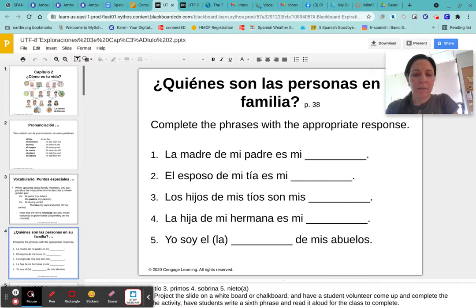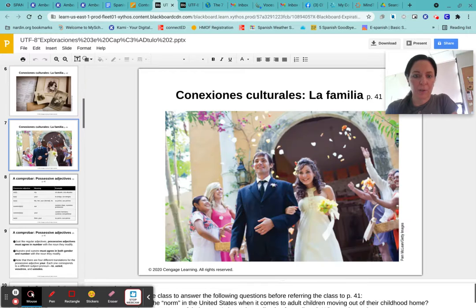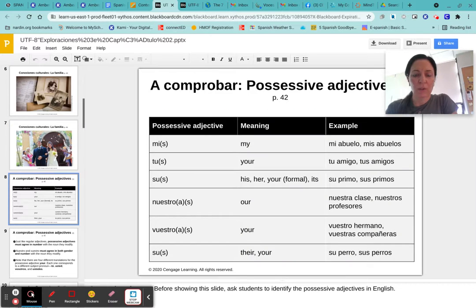And then here, this is similar to what we're doing for homework. La madre de mi padre es mi. So the mother of my father is my. El esposo de mi tío es mi. And then we're just going to go to the possessive adjectives, which is what we're working on today.